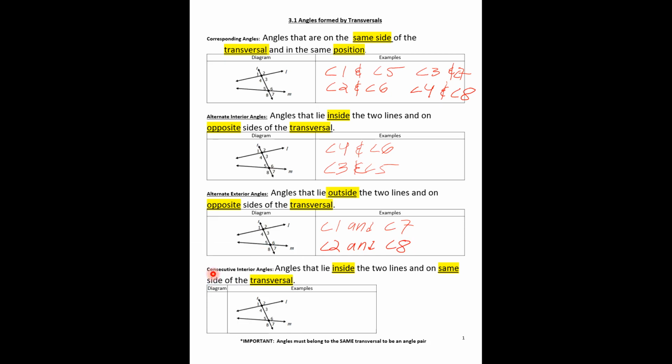Now, last one, consecutive interior angles are angles that lie on the inside of the two lines and they're on the same side of the transversal. So inside, I'm looking at angles 3, 4, 5, and 6. Let's say I wanted to name a consecutive interior angle that goes to 4, I would have angle 4, and the angle that lies on the same side of the transversal that's also inside is angle 5. Similarly, we could say angle 3 and angle 6 are consecutive interior angles.